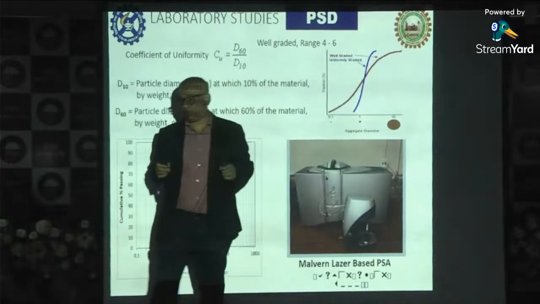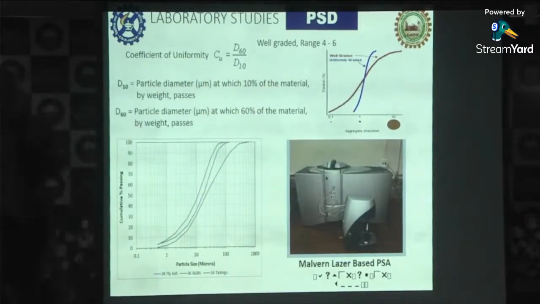It means we have similar kinds of particles. Suppose we have a glass tube and we put marbles of the same shape in it, then the void ratio will be high because the particles are of the same size. Therefore, the void ratio and porosity will be high.